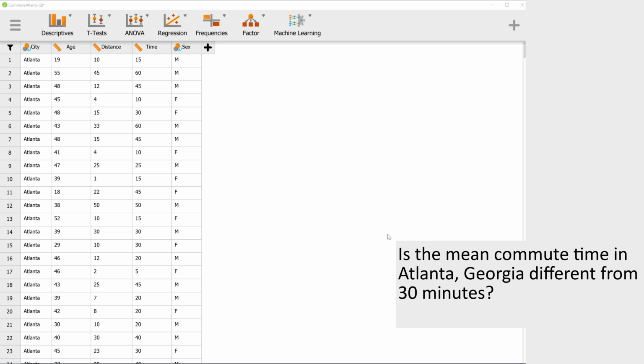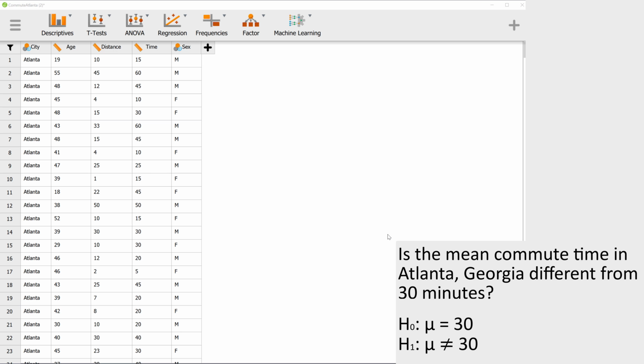Here, we want to know if the population mean is different from 30. Different from is equivalent to saying not equal to, which means that we'll be conducting a two-tailed test. Recall that the null hypothesis contains the possibility of inequality, and the hypotheses are always written in terms of population parameters. Our null hypothesis is mu equals 30, and our alternative hypothesis is mu does not equal 30.